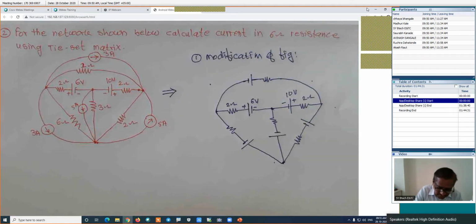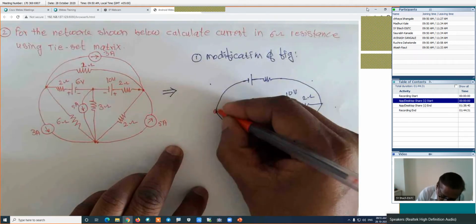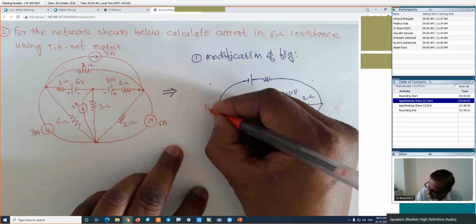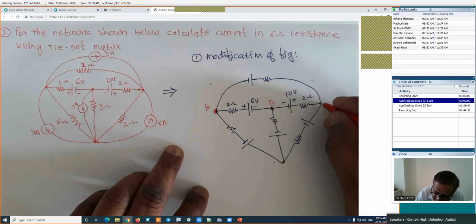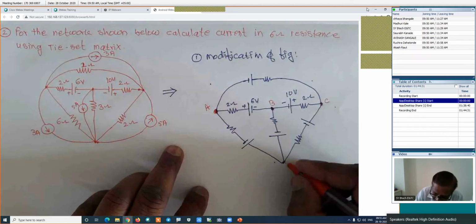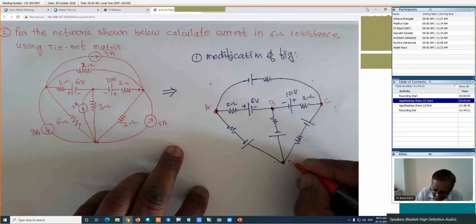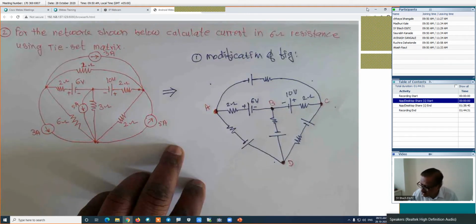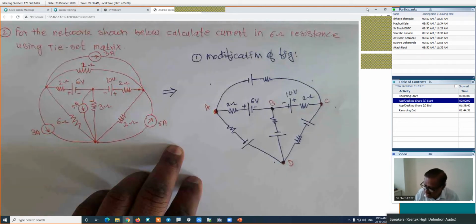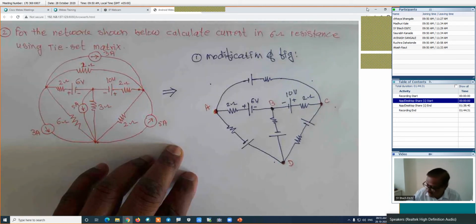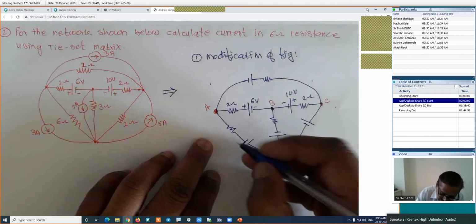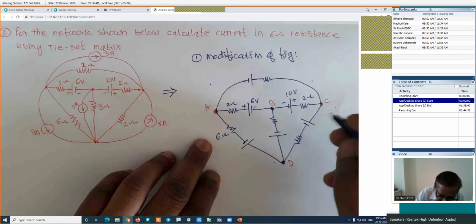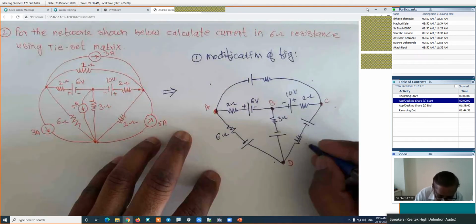If I am drawing the nodes, this is one node. I will call it node A. This will be node B. This is node C. And finally, I will call it node D. Is it right? At the same time, we will give a suitable direction for each branch. First, I will find out the values. Its resistance is 6 ohm, no doubt. This resistance is 3 ohm. This resistance is 2 ohm.